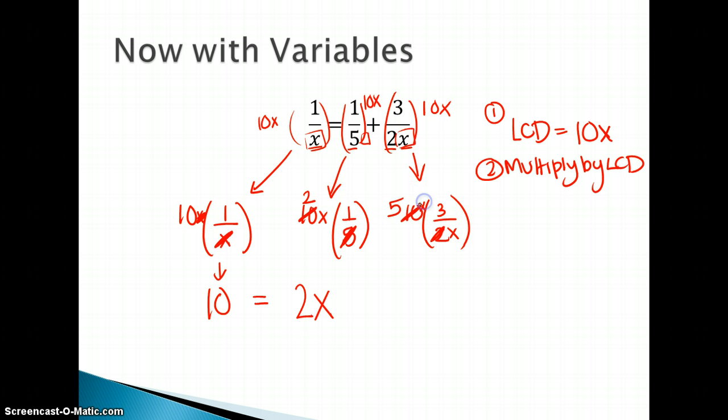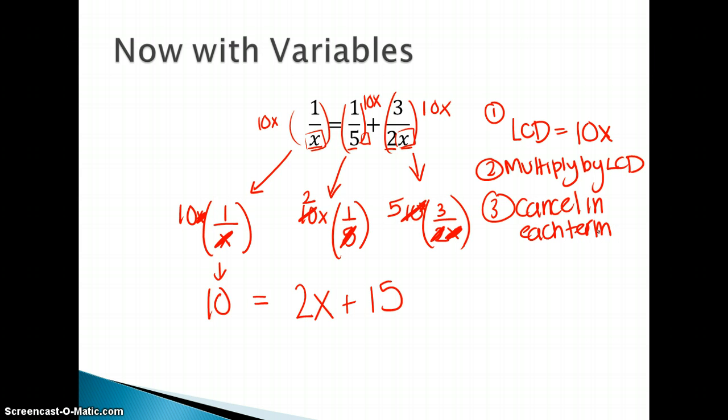Oh, I forgot my x. And cancel out my x's as well. I shouldn't be left with anything in the denominator. 10x and 2x cancel, becomes 5. 5 times 3, and I bring down that plus sign, plus 15. I've turned it into a much easier problem, multiplying by the least common denominator, and then canceling out each term.